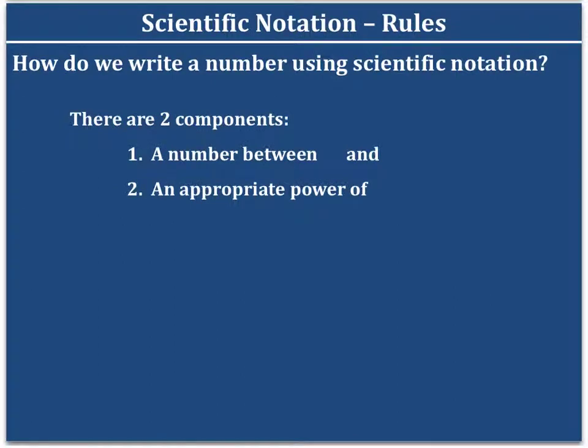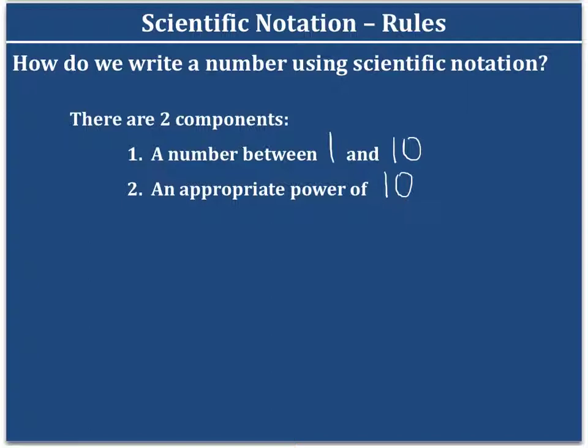There are two components to writing a number in scientific notation. The first one is we need a number between 1 and 10. Now I say 10, but actually it has to be ever so slightly less than 10. So 9.99999 is your max. It cannot be quite 10. All right, and then the second component is we need an appropriate power of 10.